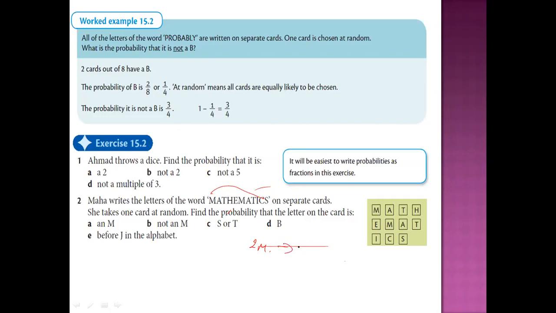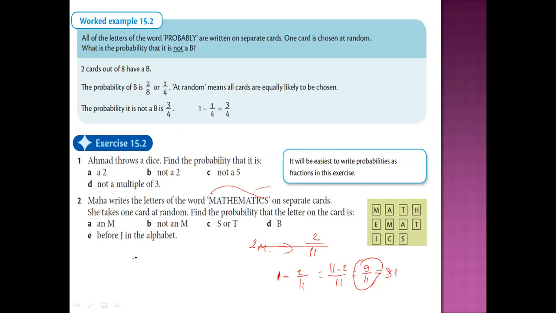Okay, and what is the probability of M? 2 over the total number of letters, 2 over 11. And what was the rule, our formula? 1 minus 2 over 11 is equal to 11 minus 2 over 11, which is 9 over 11. So the probability of M is 2 over 11. And not an M, it means the opposite of this solution.